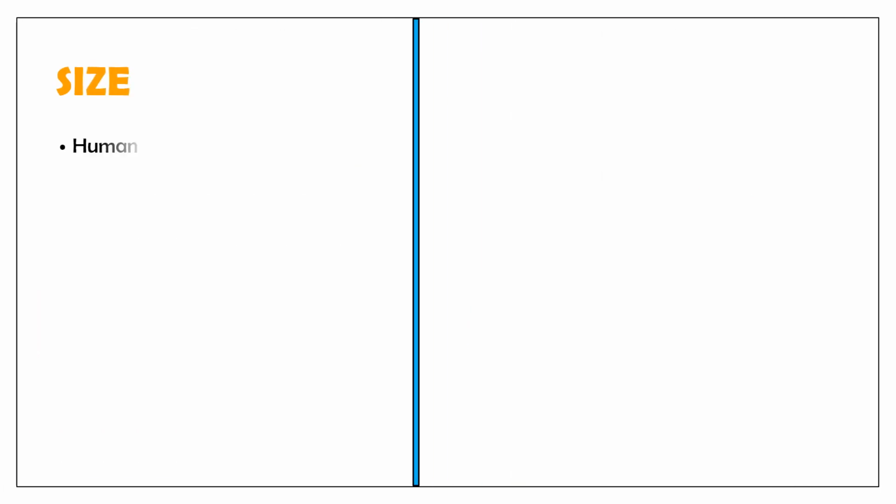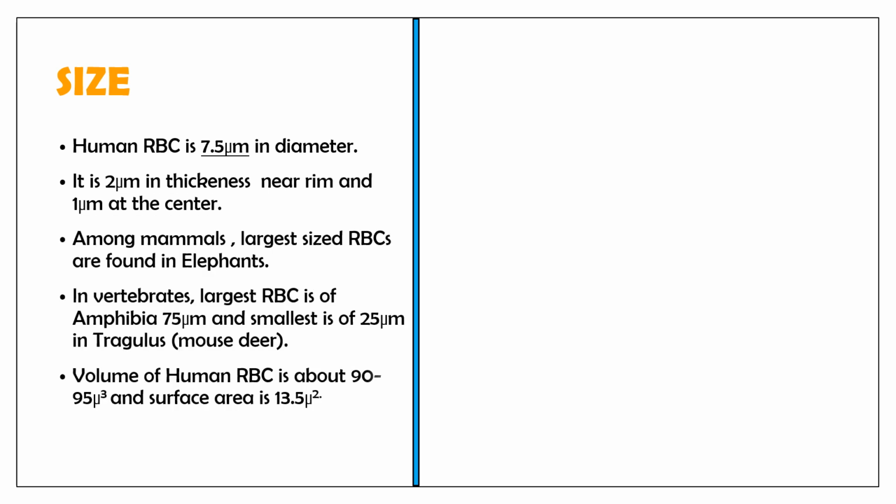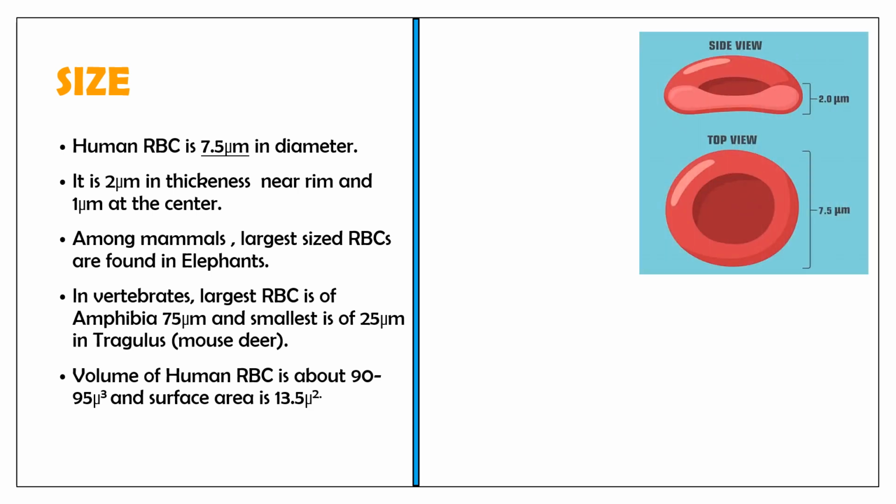So let's discuss the size of RBCs. In humans, the diameter of an RBC is around 7.5 micrometers, as we can see in this picture. At the edges the thickness is around 2 micrometers, and in the center, which is not mentioned in this picture, the thickness is around 1 micrometer.